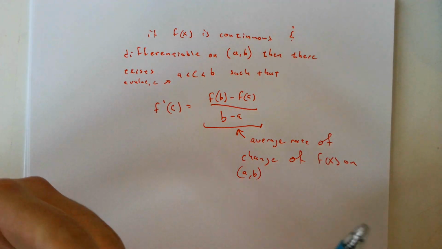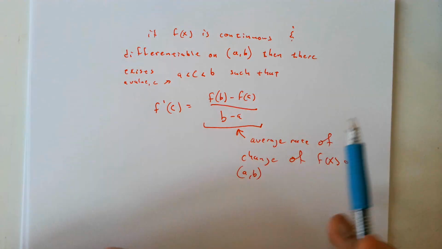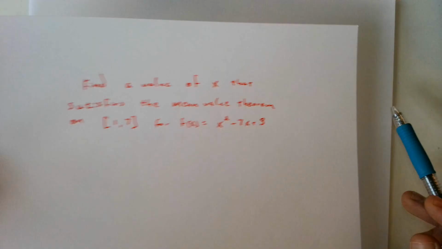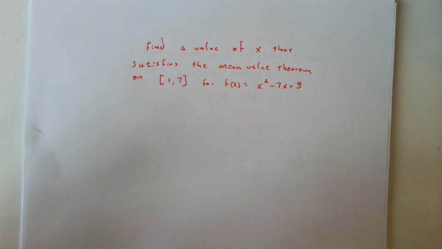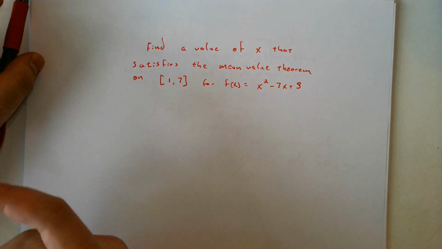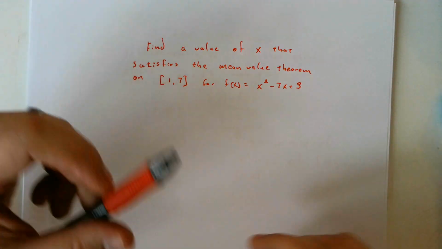So we are effectively trying to find when is the instantaneous rate of change, when we're looking at this problem. Remember, this is YouTube, so you can always pause it if I'm talking too fast, which I definitely am today because I'm in a rush. Find a value of x that satisfies the mean value theorem on 1 to 7 for f of x equals x squared minus 7x plus 3.